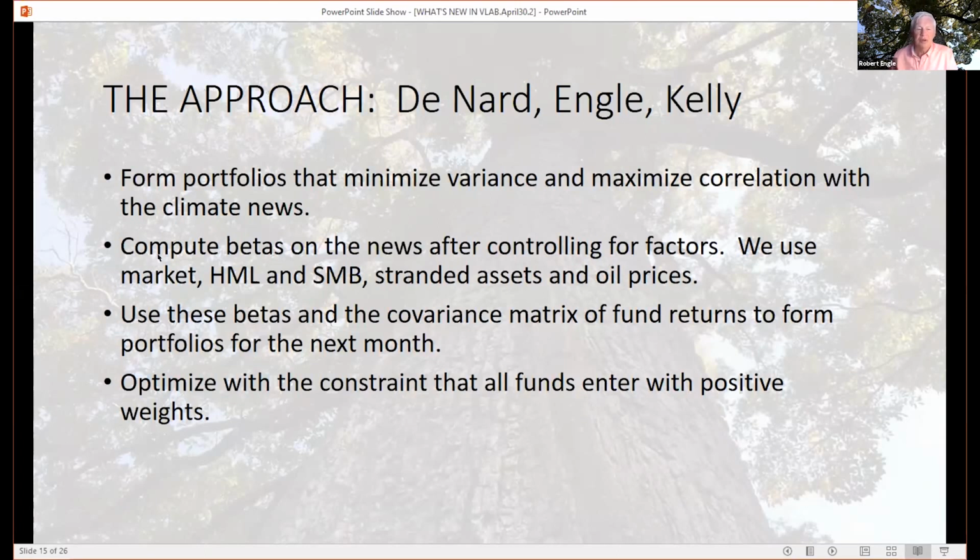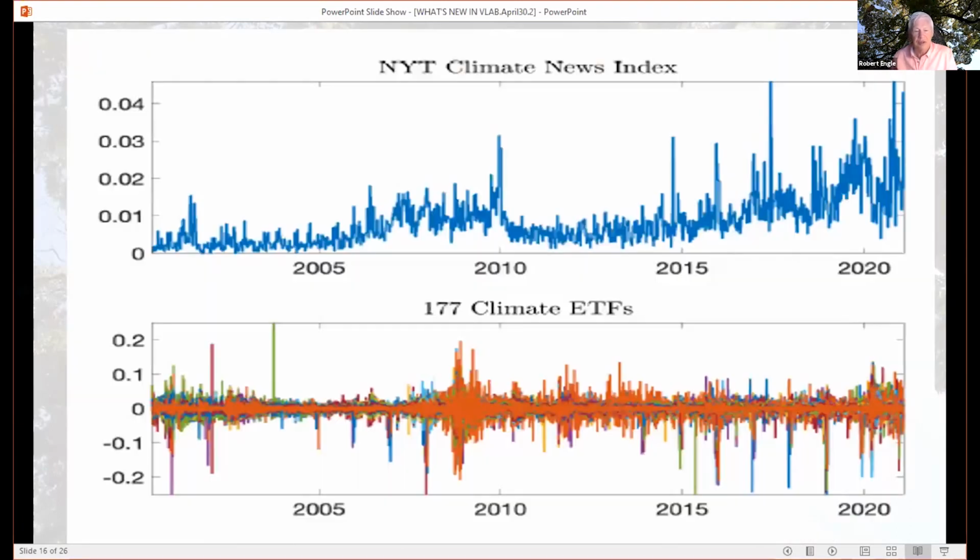So what we do is we take each fund, we regress it on some market factors: the market, HML, SMB, stranded assets, and oil prices, and take the betas on the news, and use these as well as the covariance matrix of these funds to form the optimal portfolio for next month. And we hold it for a month.